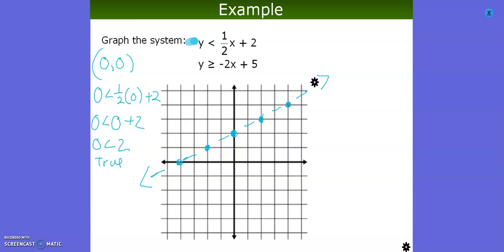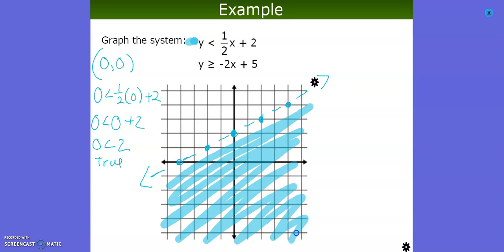So I'm going to go ahead and shade right now. Below that line, just a light shade if you're doing this with your pencil. Don't darken it too much because that might not be our final solution. Okay, then we're going to go ahead and take a look at our second inequality.